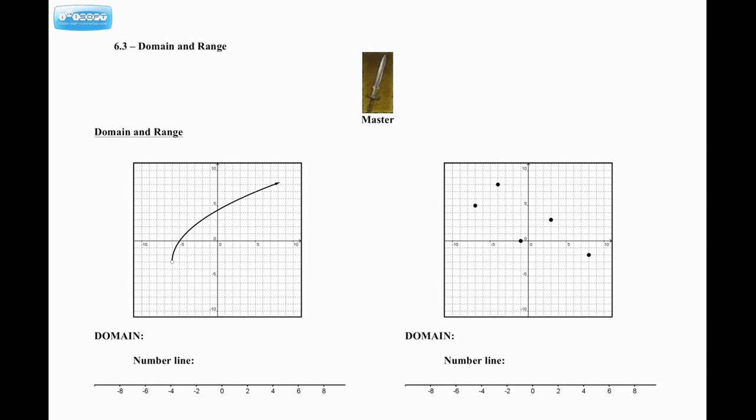So domain is specific to x values only. So I just care horizontally what's going on. So it goes as far left as -6. But notice how this is a white circle, a white dot. So that is not included. Well, how far to the right does it go? Well, it actually goes on forever, because of that arrow. So there we go.